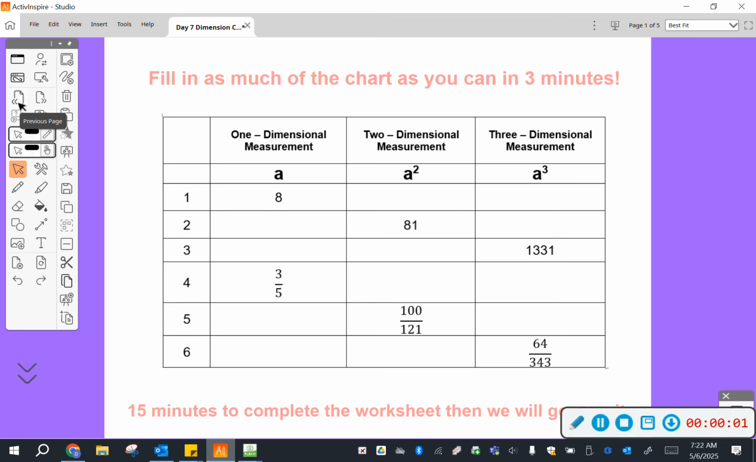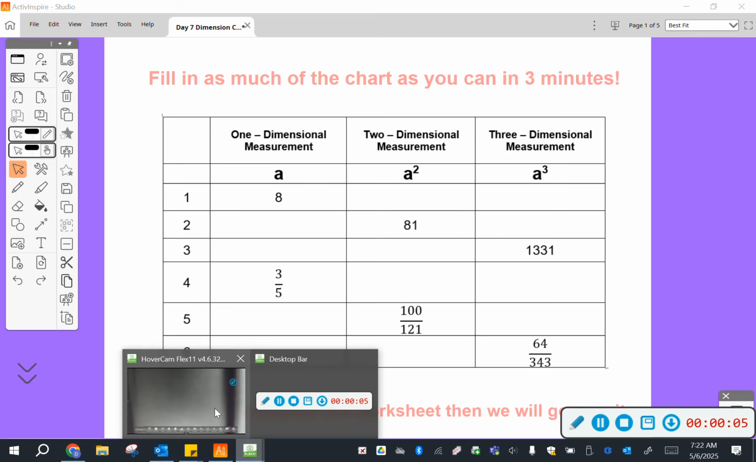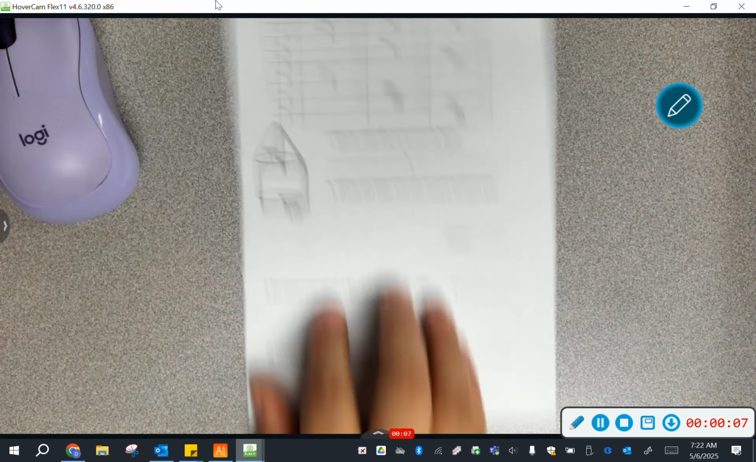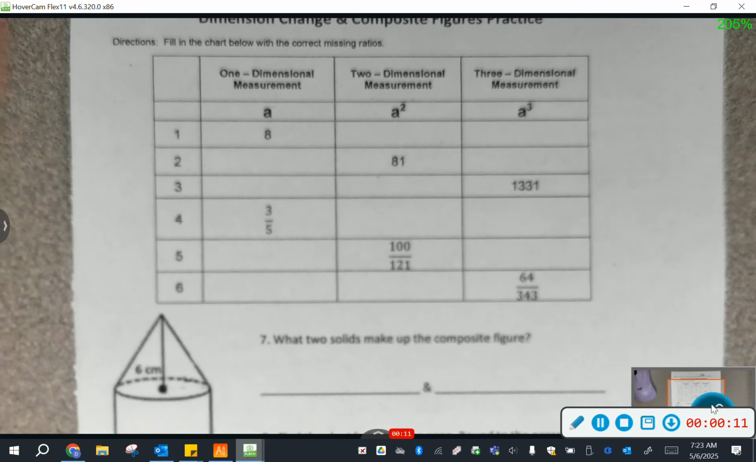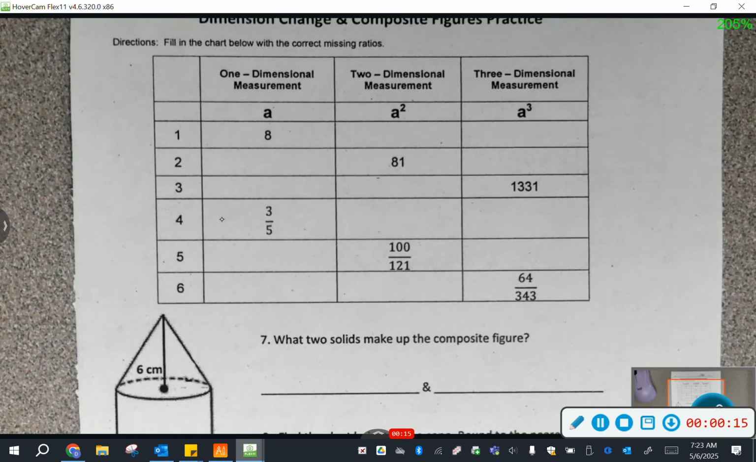Fill out as much of the chart as possible. This is going to be on your test, which is on Friday. And you're going to have to kind of do the same thing. You're going to have to fill out a chart and go over what everything is.